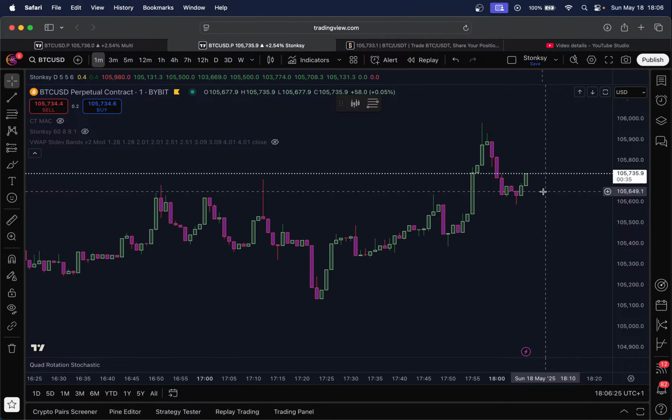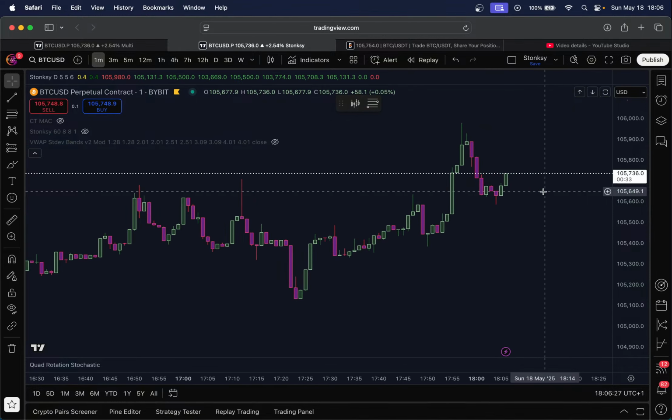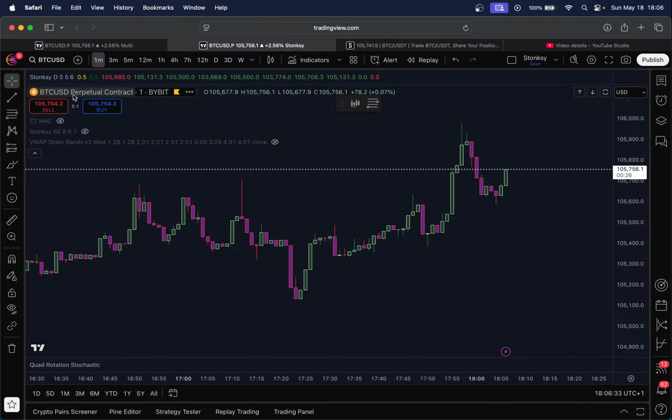Okay. So this is Bitcoin USD on TradingView using ByBit as the data source, and this is the BTC USD perpetual contract rather than the BTC USDT perpetual.